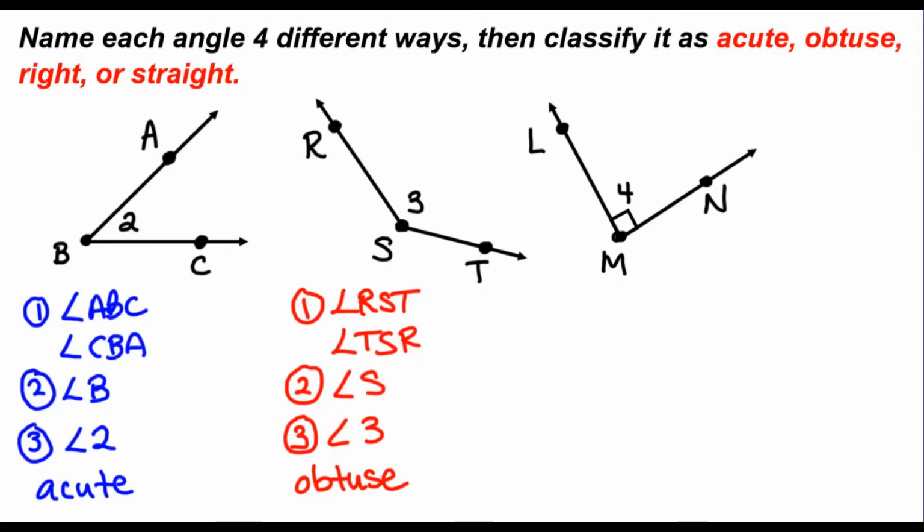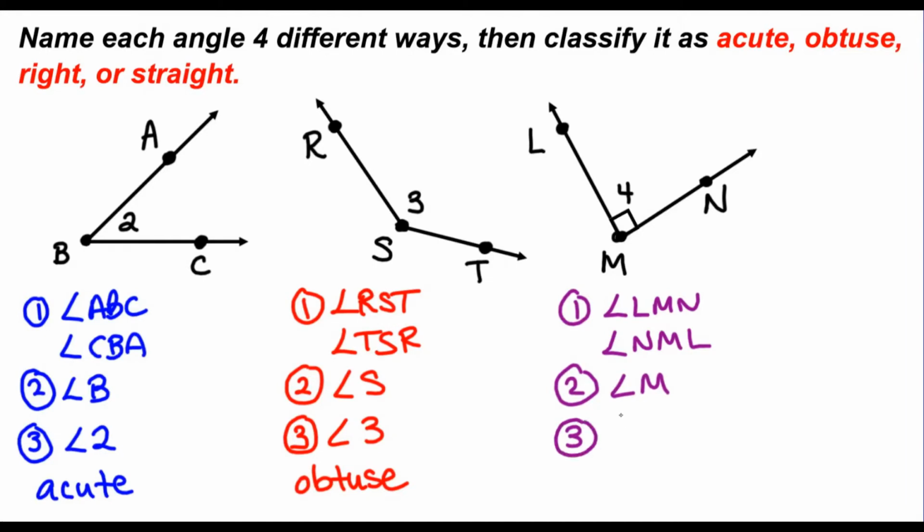And then lastly, we have this angle here, and again we can name it using 3 letters, L, M, N, so angle LMN, or angle NML. We can name it just by its vertex, angle M, or we can name it by the number inside the angle. This is angle 4. And you'll notice there's a little square or a little box inside this angle. That tells me that that's 90 degrees. So that is a right angle.